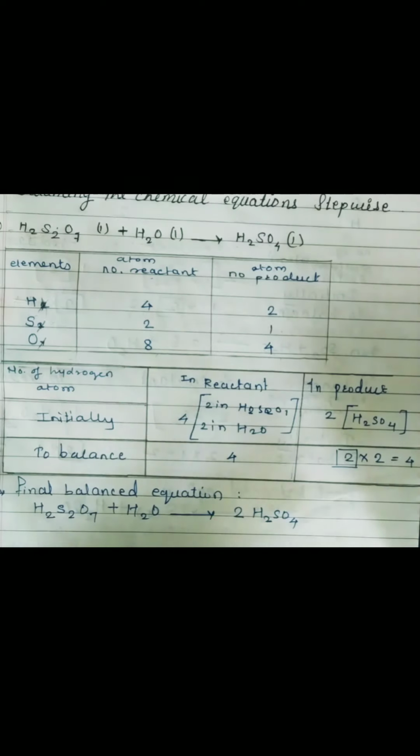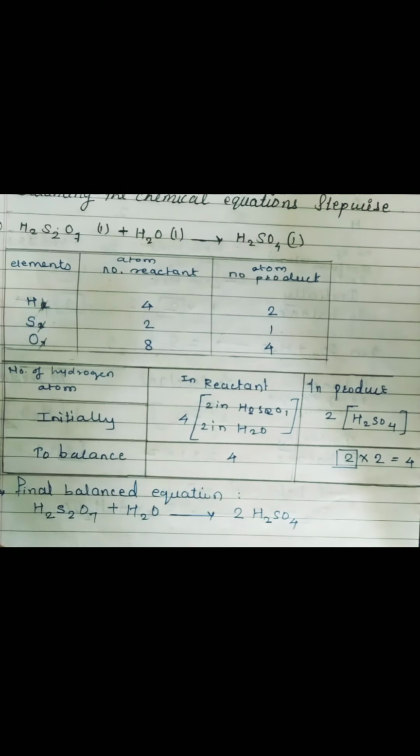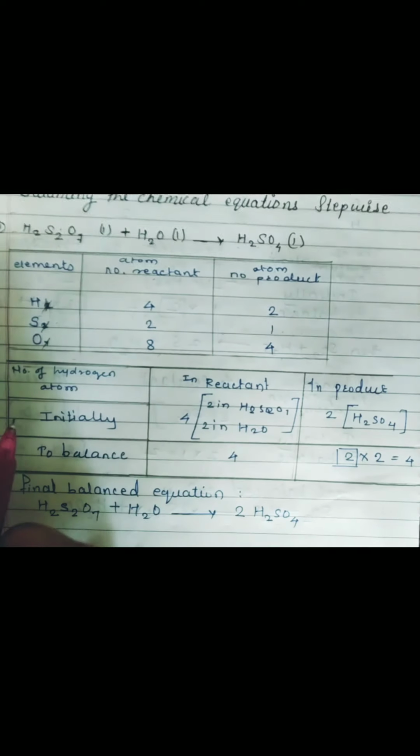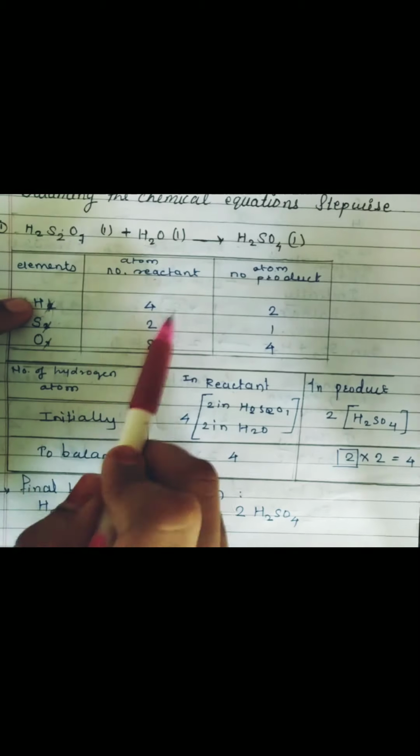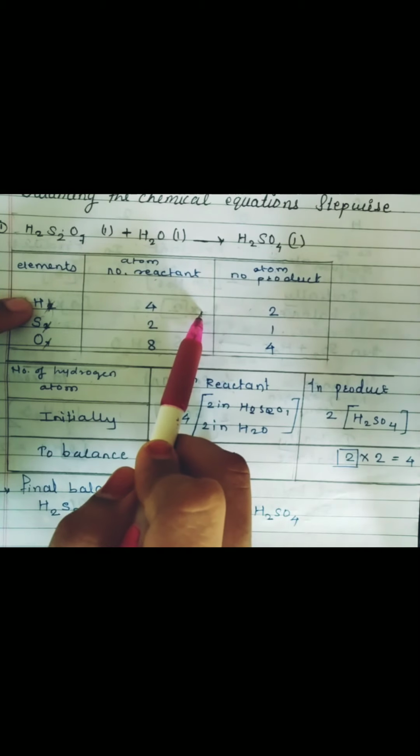So for balancing it, in the third step, we have to form a table like this, in which we write the number of hydrogen atoms before and the number needed to balance. That is, balancing by this amount will make the equation perfect. The equation will get balanced on the reactant side and the product side. So first we are taking hydrogen. We are making the hydrogen equal on both sides.